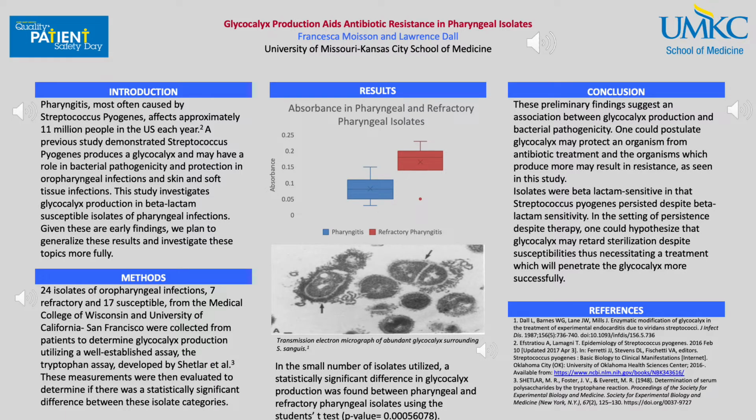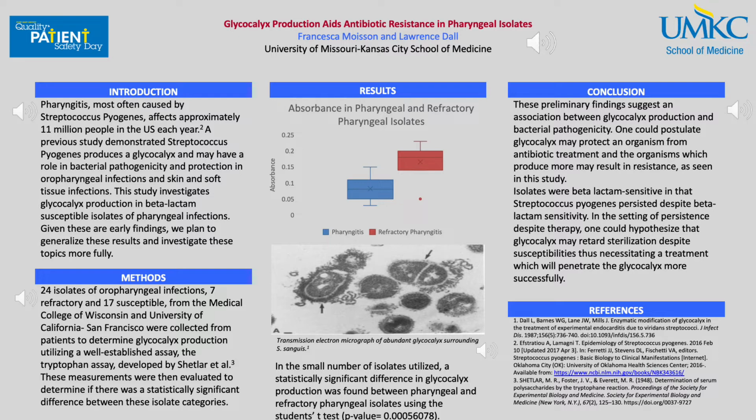Moving on to results, as you can see in our graph, absorbance in pharyngeal and refractory pharyngeal isolates. Absorbance is on our y-axis, and on our x-axis, we have pharyngitis in blue and refractory pharyngitis in red. You can see there's an increased absorbance in refractory pharyngitis.